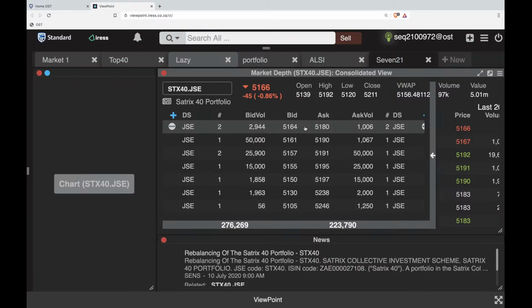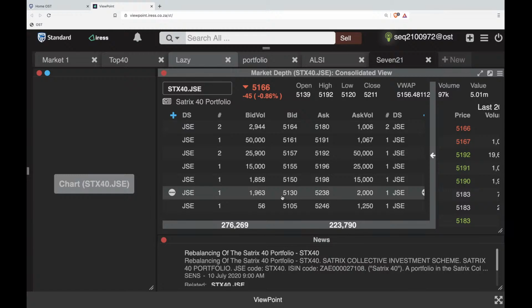And what's important is the same on the buy side. If you're looking to buy, a question came through on the buy side as well, there is a better price in the market, so what you will do is get that better price. However, if you want to sell more than 2,944, you will get some of them at the 51.64, and then you get the balance at 51.61.